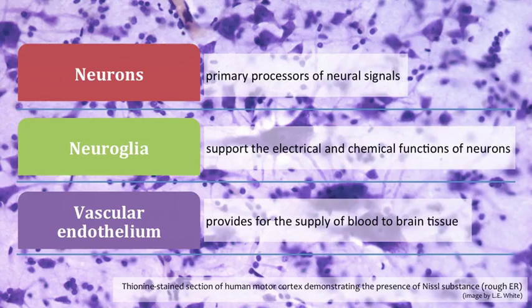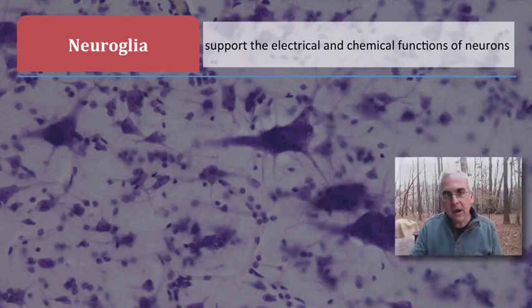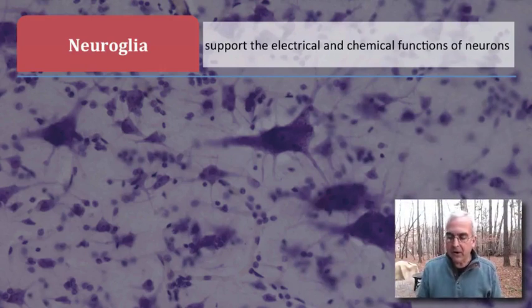And I would just remind you again that there are also vascular endothelial cells found in this tissue as well, given the fact that the brain requires such a steady and abundant supply of the cardiac output in order to maintain the functions of the brain. Okay, so let's think now about the neuroglial cells.